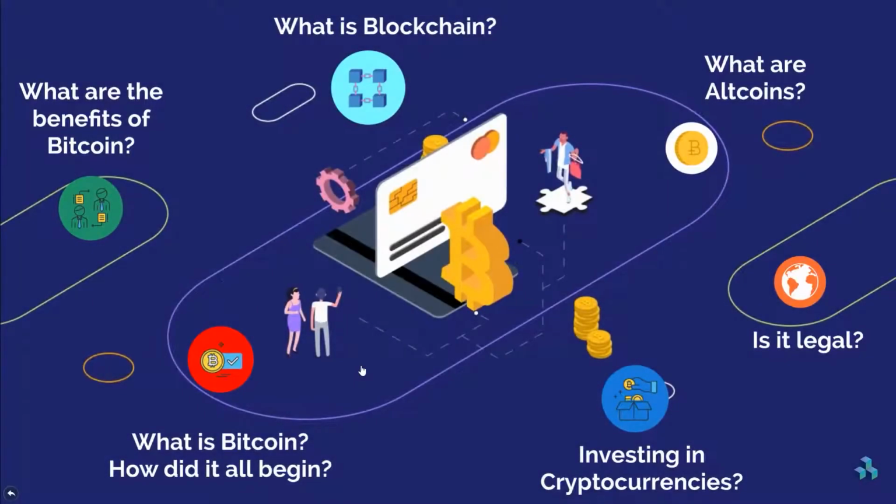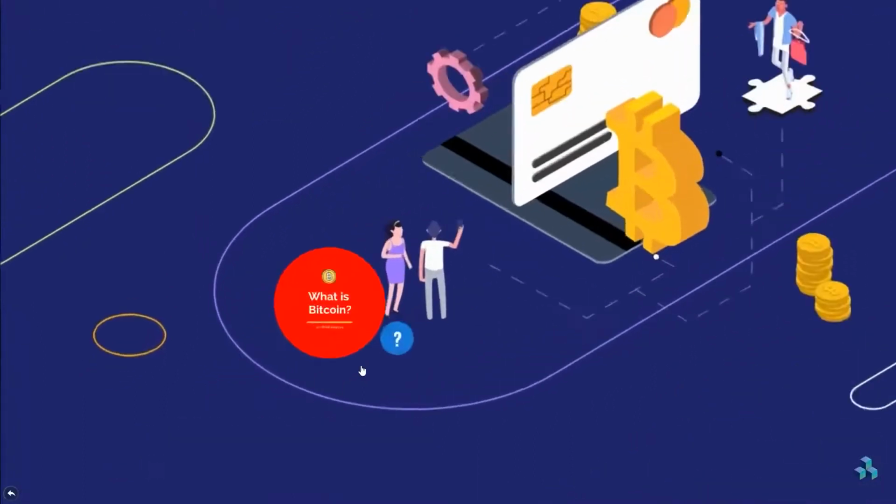Alright, so this video is going to be all about knowing the basics of cryptocurrencies, knowing what is Bitcoin, how it was created, how it all began, who created Bitcoin, what are the benefits of having a decentralized currency, what is blockchain, what are altcoins, what are the different currencies in the crypto market, is cryptocurrency trading legal or illegal, or owning cryptocurrencies, is it legal or illegal? And then finally we'll go through the process of investing into cryptocurrencies. So let's get started with the first section.